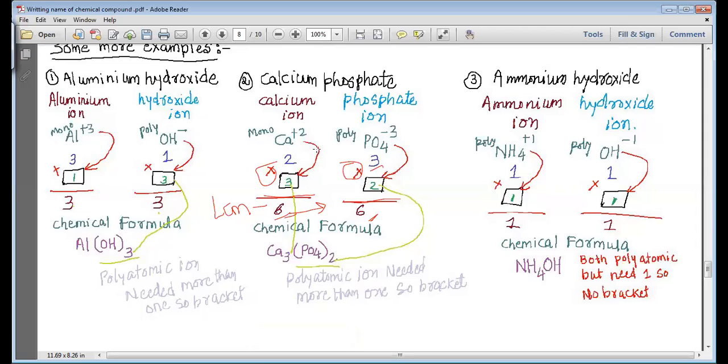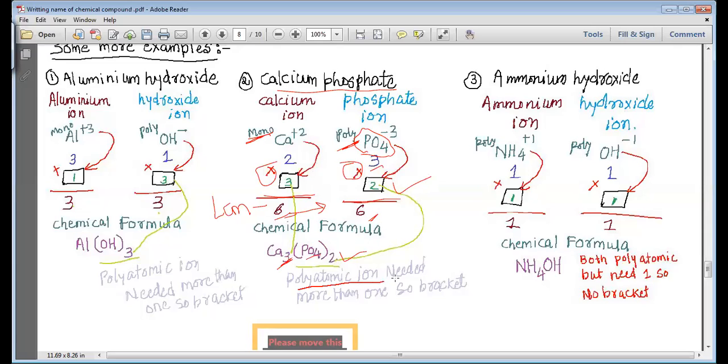Now we know that calcium is needed 3, but calcium is a monoatomic ion, so we need not put a bracket around it and we simply write Ca3. But phosphate ion is a polyatomic ion, it is required more than 1, that is 2, so we put a bracket. Under this bracket we write PO4 and then we write 2 outside the bracket. So the formula for calcium phosphate is Ca3(PO4)2.